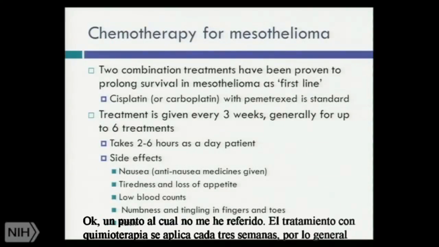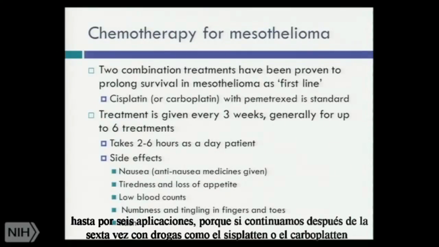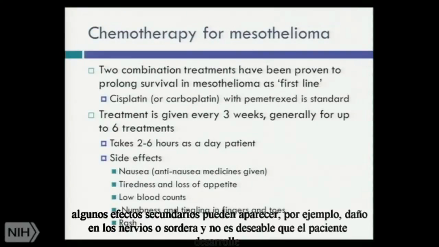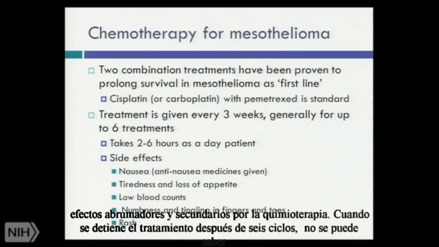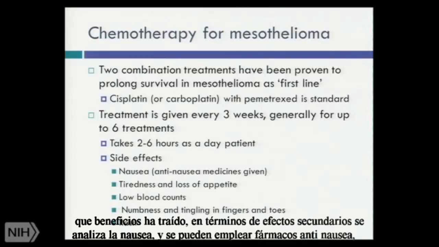Treatment with chemotherapy is given every 3 weeks, generally for up to 6 treatments, because if we keep on after 6 treatments with the cisplatin or the carboplatin drug, some side effects build up, for example, nerve damage or deafness, and we don't want people to develop overwhelming side effects from chemotherapy when we can stop it, when we don't know that carrying on after 6 cycles actually gives people any better benefit.